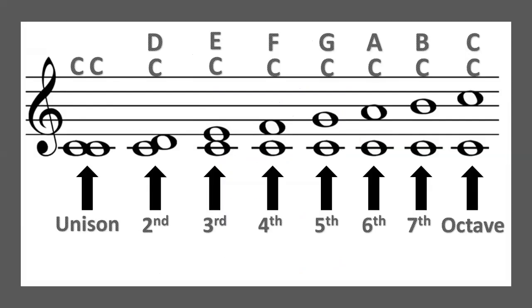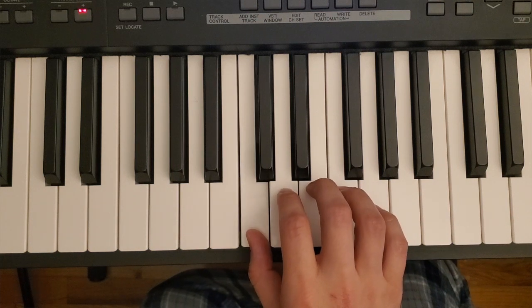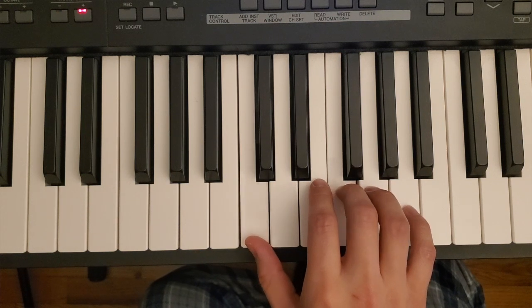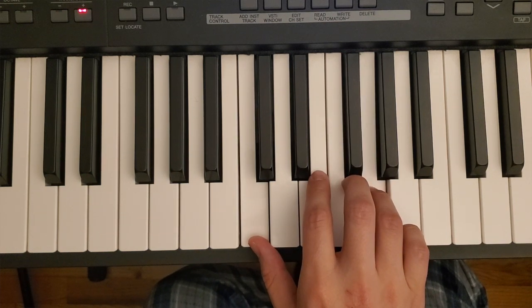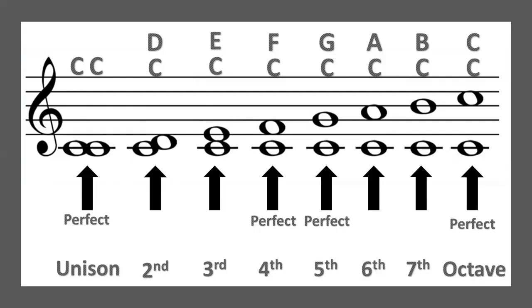Let's start with the perfect intervals. The unison, the fourth, the fifth, and the octave are all perfect intervals. They sound like this. Here's a unison. Here's the fourth, the fifth, and lastly, the octave. One of the properties of perfect intervals is that they have an almost hollow sound. The notes fit really well together and they don't rub against each other very much. That gives them the hollow property.